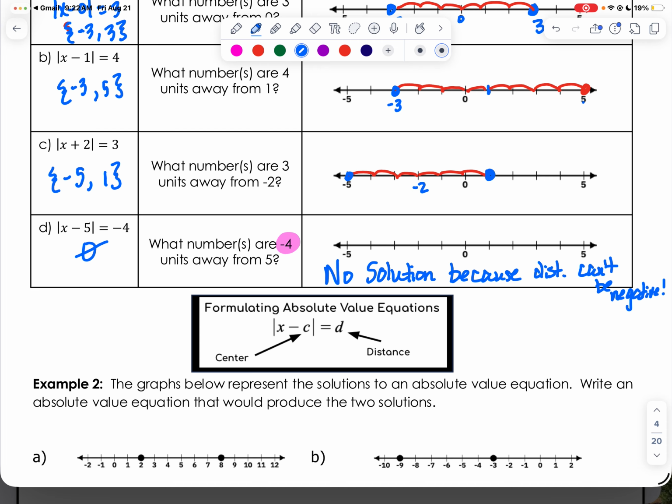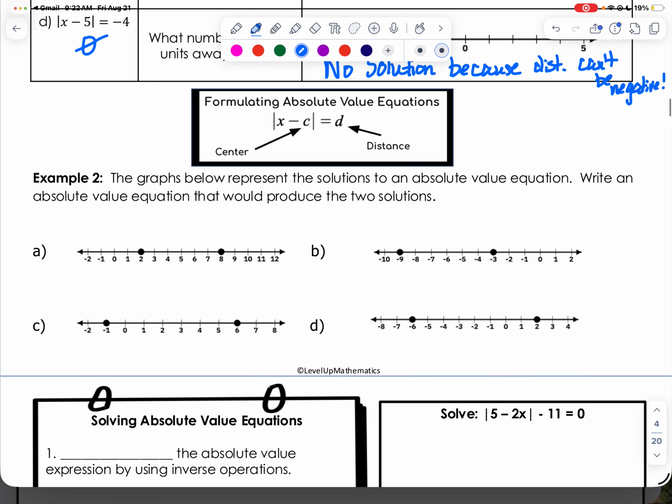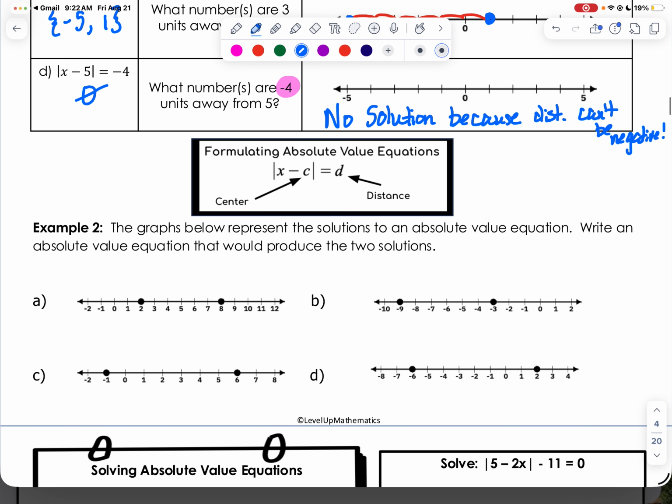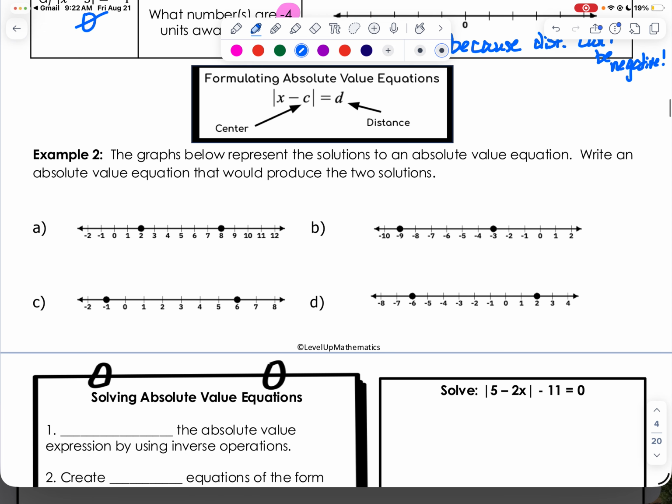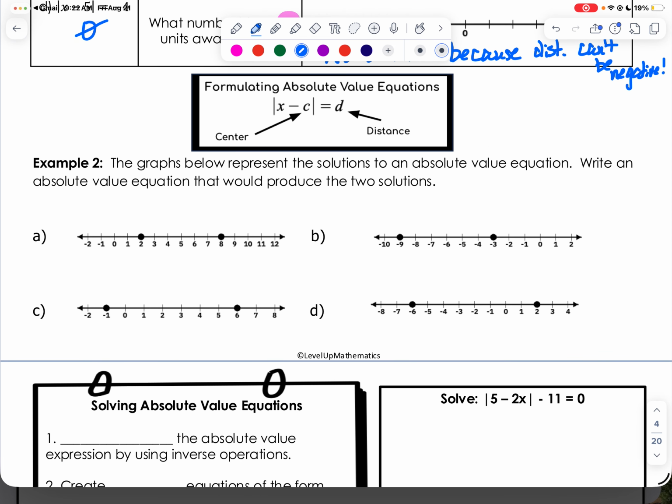All right. Now, the next thing I want to talk about is how to write an absolute value equation. Your general form of an absolute value equation is the absolute value of x minus c is equal to d, where c stands for your center and d stands for your distance. So let me show you how that works. Example 2. The graphs below represent the solutions to an absolute value equation. Write the absolute value equation that would produce the two solutions.